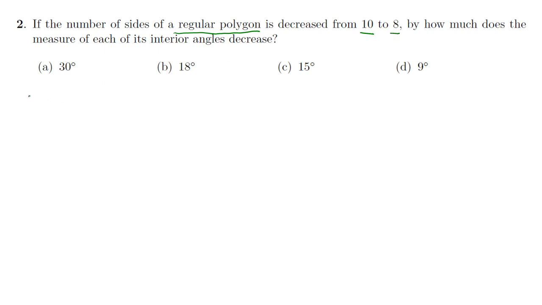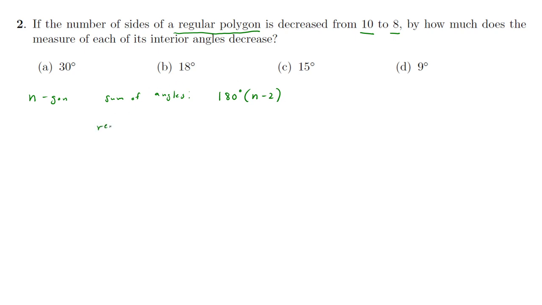So sa isang n-gon, ang sum of the angles ay 180 degrees times n minus 2. So paki-memorize ang formula na ito. The number of sides minus 2. Or the number of angles minus 2.